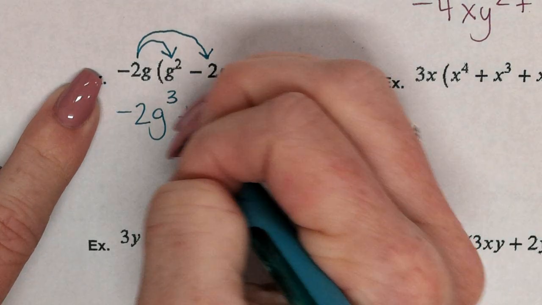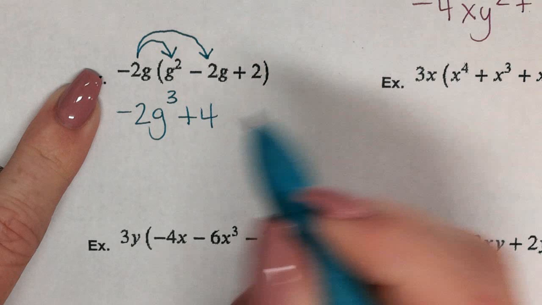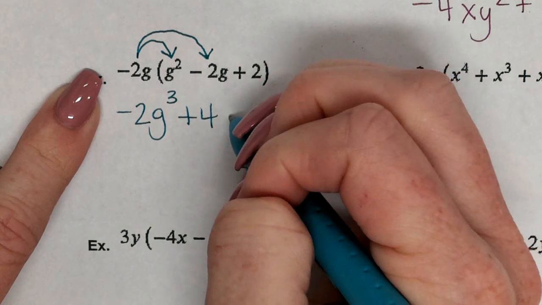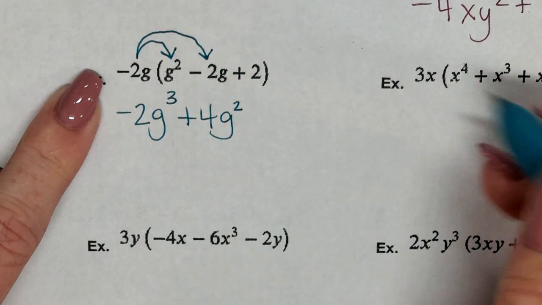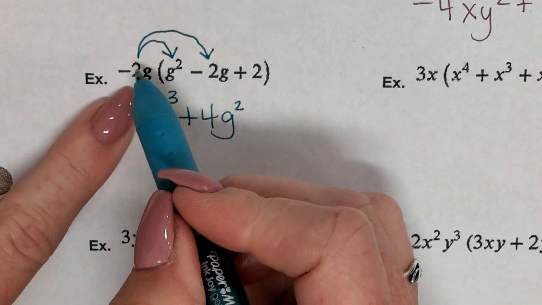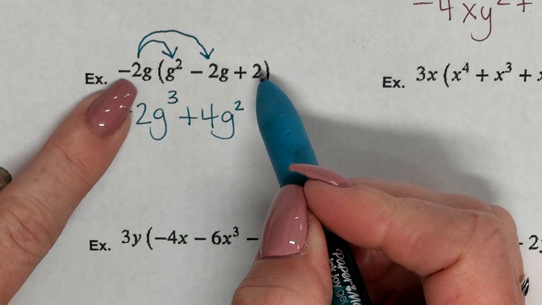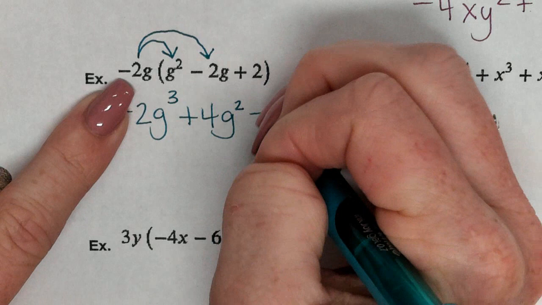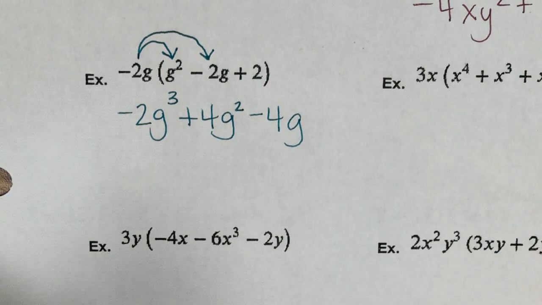Negative 2 times negative 2 is? Positive 4, so you put a plus sign. Positive 4. G times G is? g squared. Okay, now what is negative 2 times 2? So minus 4 and keep your g.